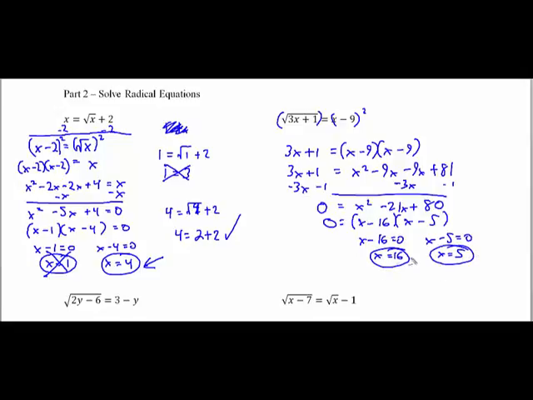So what I'm going to do now is check to see which one of these works. Check my answer here. I'm going to go 16 times 3, which is 48, plus 1 is 49, so that gives me 7. And 16 minus 9 is 7, so the 16 works. Now if I check out the 5 here, this is going to be 3 times 5, which is 15, plus 1, which is 16, so the square root gives 4. But then I get x minus 9, and that gives me a negative 4, so this does not work. So my answer to the problem is 16, not 5.